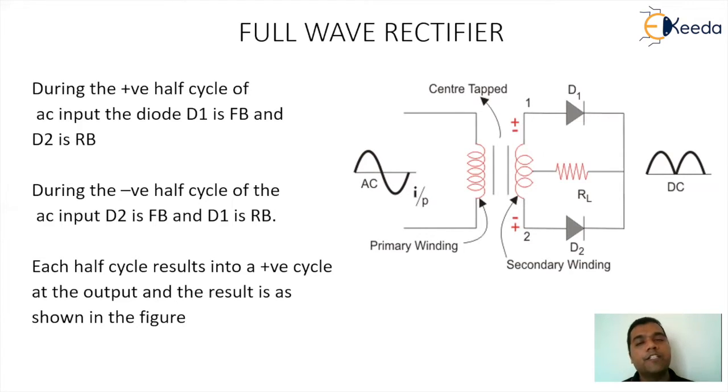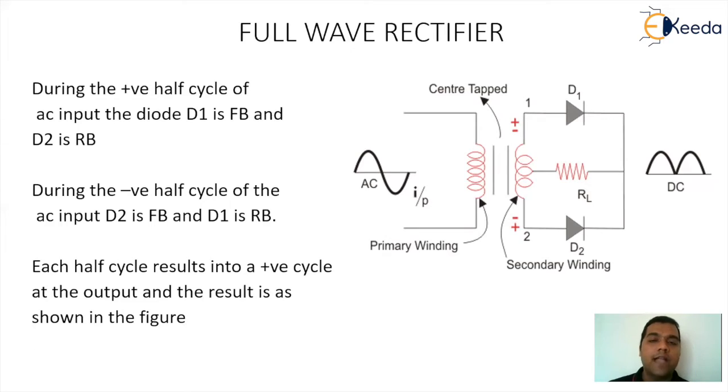When we talk about the operation, it's a very simple operation. In the positive half cycle of the AC input, D1 will be forward biased, D2 will be reverse biased. So the current in the load will be contributed by D1, and during the negative half cycle, D2 is forward biased and D1 is reverse biased. So the current contribution is given by D2. So overall effect across the RL, you will find that the current direction is retained as the same direction, whatever may be the conduction due to D1 or due to D2. And hence you will find that the output will be having the same cycle.